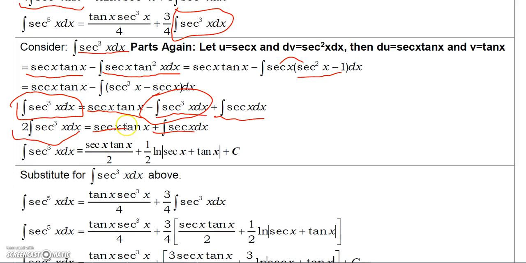So I get secant x tangent x divided by 2, and if I divide this by 2, I get a 1/2 here. And then there's a formula for integrating secant x, and it's actually the natural log of the absolute value of secant x plus tangent x plus a constant.